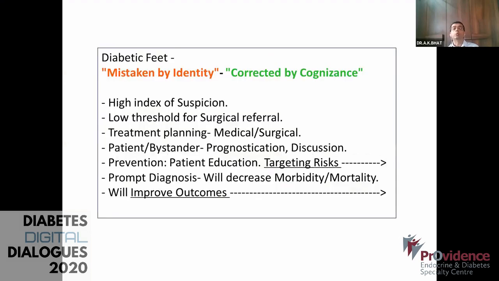So just to come to the last few slides where I say that mistaken identity, you correct it by cognizance. You need to have a high index of suspicion, low threshold for surgical referral. It helps us to appropriately plan surgery. The patient and bystander have to be involved in the discussion. Prevention is by targeting the risks, education of the patient, and obviously, as you all know, prompt diagnosis will decrease the morbidity and mortality and will improve the outcomes of diabetic foot surgery.